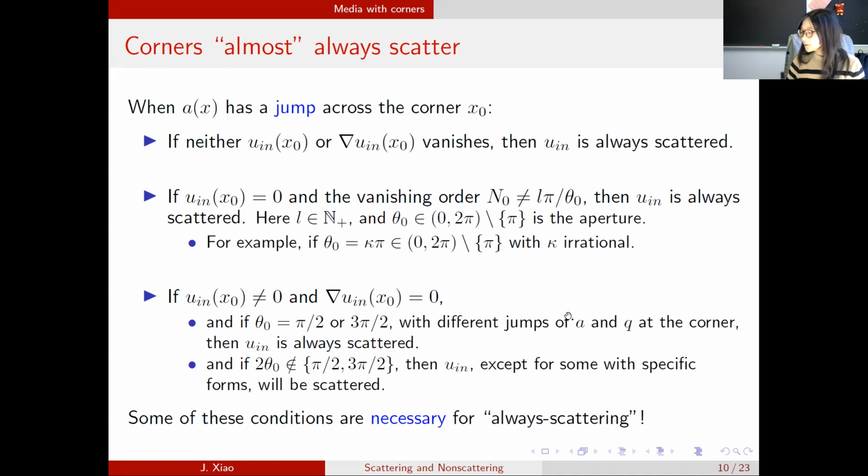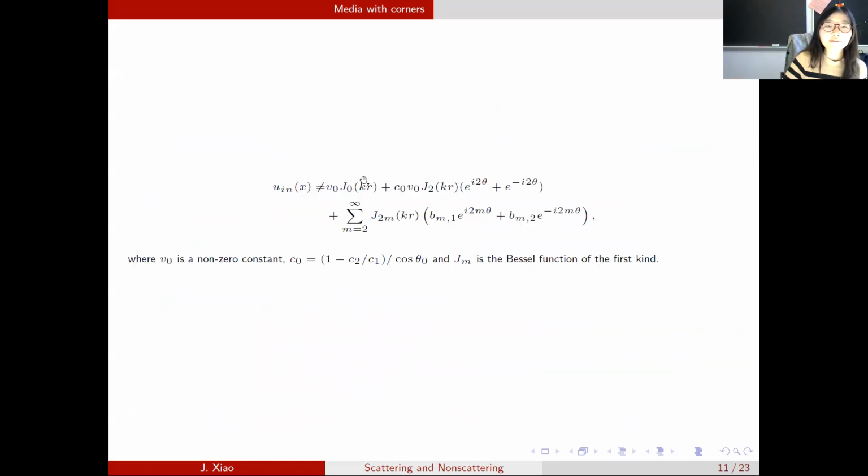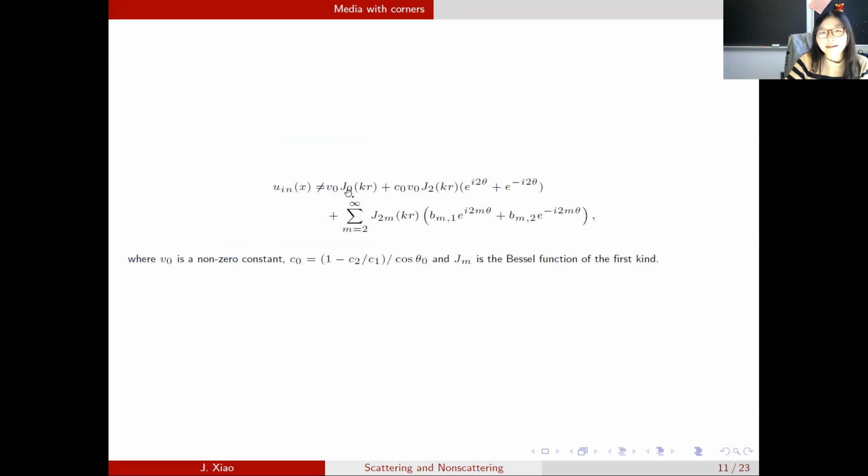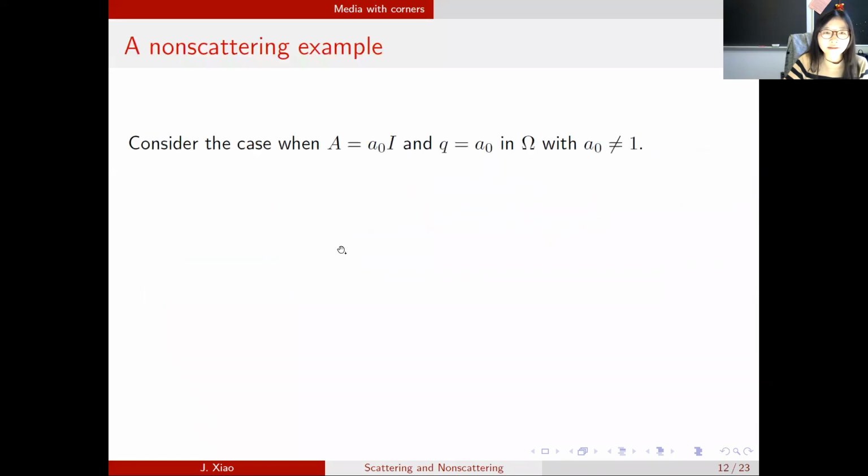So the incident field that might be, but we don't know, scattered. In this case, the specific form is in the expansion, in the Bessel function expansion. Because of the time, I won't really explore much about this. I would rather emphasize more this toy, I call it toy non-scattering example.